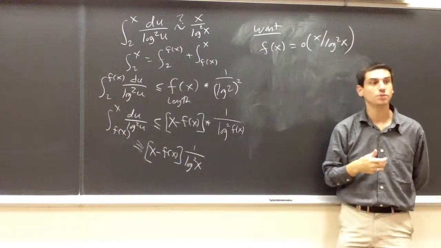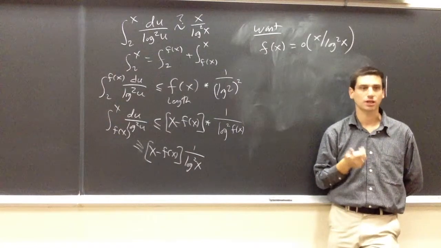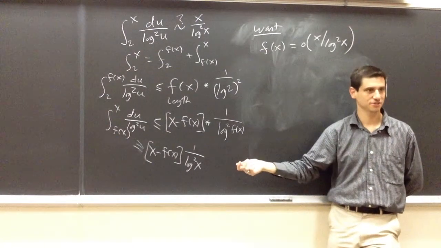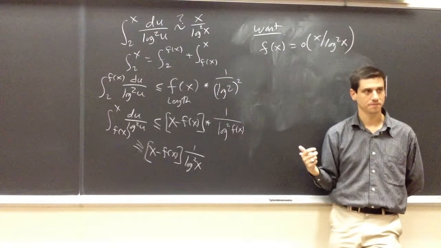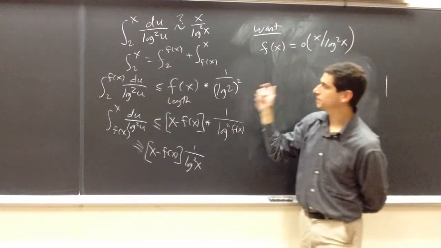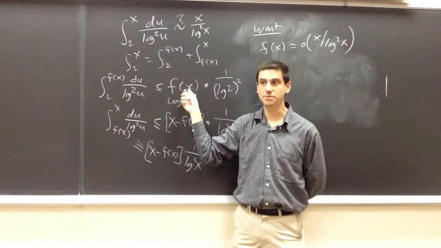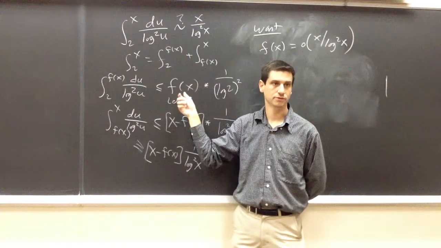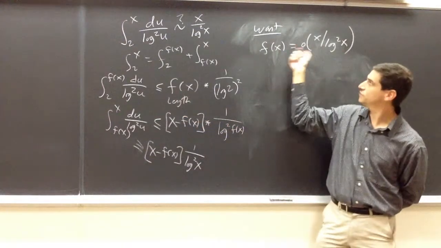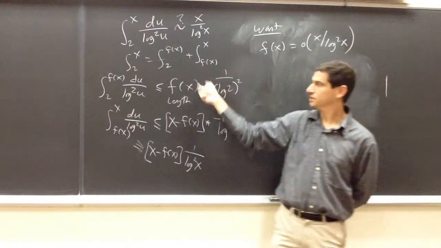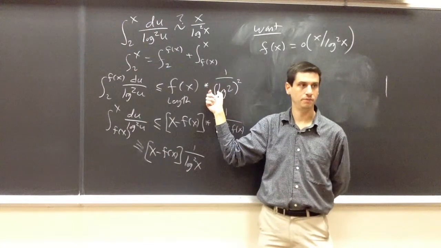Now it may be going slower by a very small amount. It may be losing by like a log x. But it is losing. If it's not losing, then this piece is going to either be of the same size or larger. But as long as f is going slower than that, then this piece will be an error term.